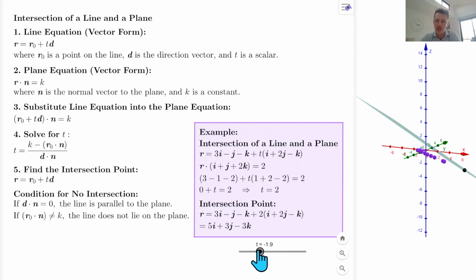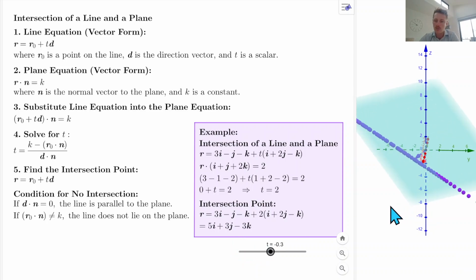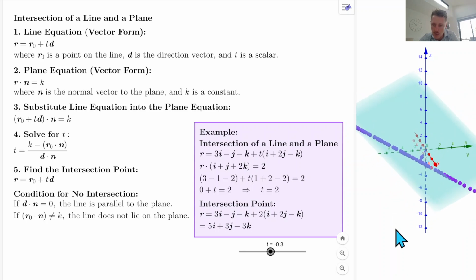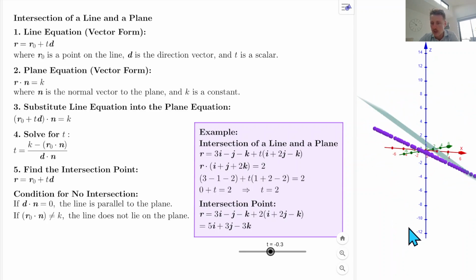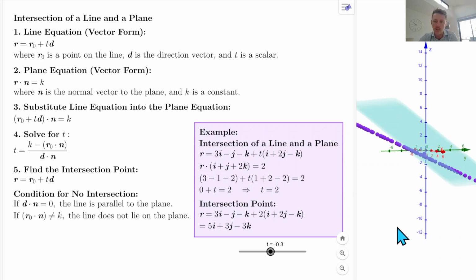If we change t, you can see that this vector equation traces out a line. And we want to know where that line crosses the plane, right? So we end up with this situation. We want to know the special point where the plane and the line intersect, right? So let's think about how we can do that.